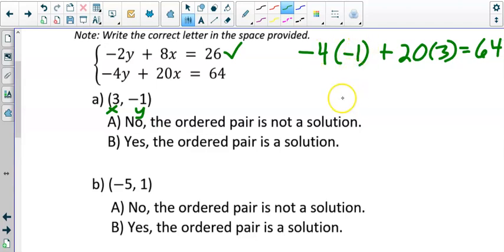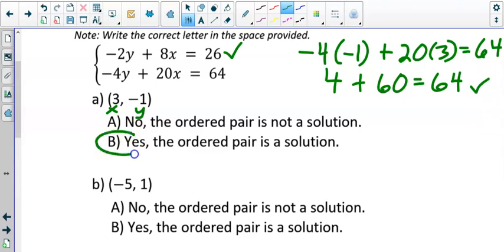-4 times -1? 4. Yay. Plus 20 times 3? 60. So the question is 4 plus 60, 64? Yay, it works. So is our point a solution, yes or no? Yay, so you select the yes. And then now we do part B and repeat the same process over again.